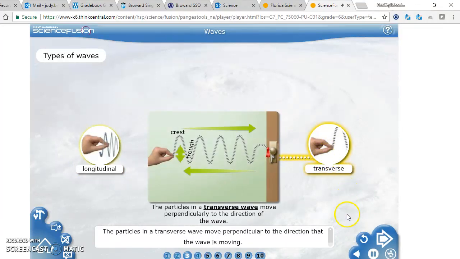The particles in a transverse wave move perpendicularly to the direction that the wave is traveling. If you tie a string to a doorknob and move the end of the string up and down, it is an example of a transverse wave.